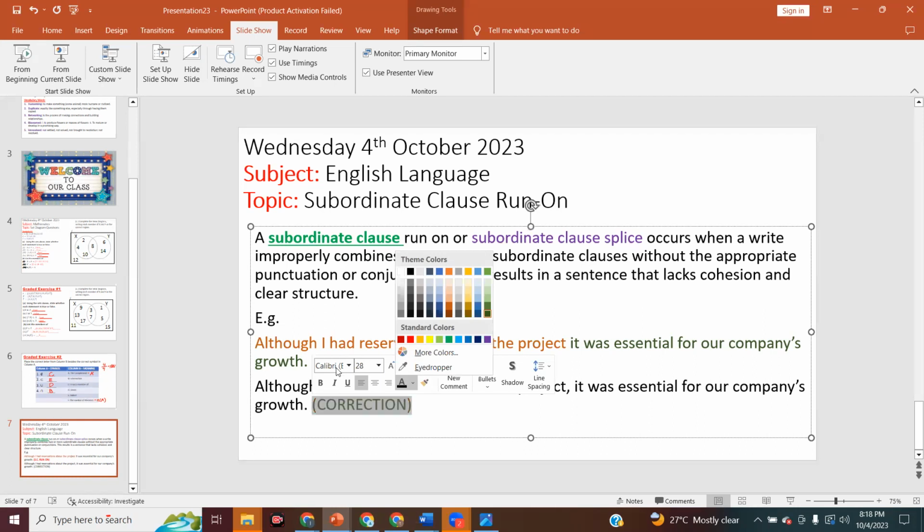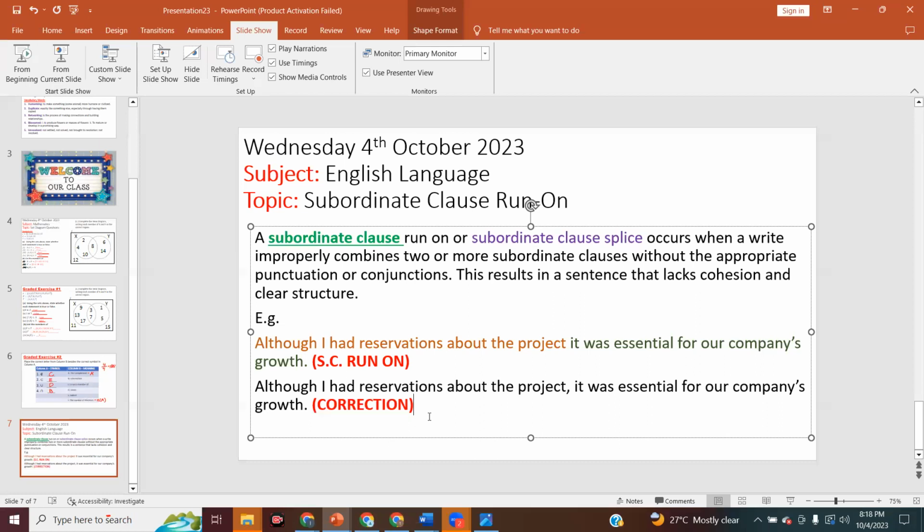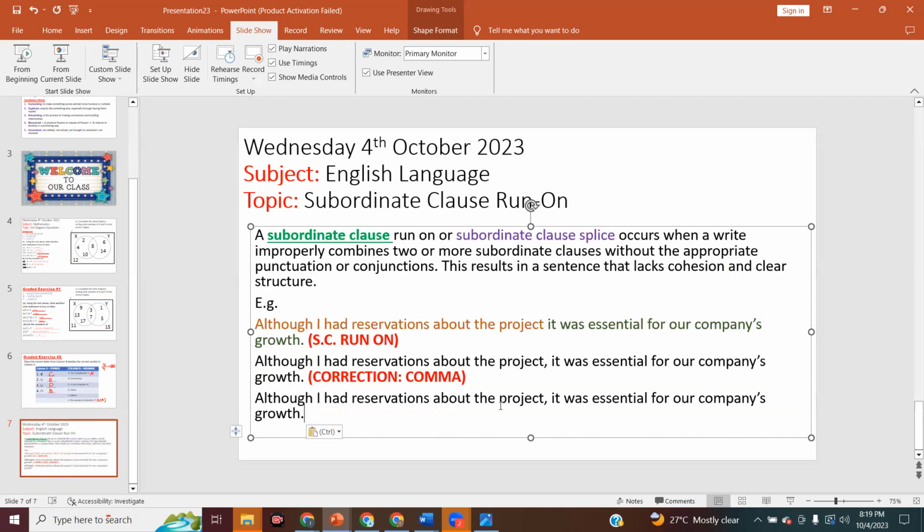All right? Now, another way that we could correct this, this one is a correction using a comma. Another way that we can correct it is that we could use a semicolon, all right? So we can say, although I had reservations about the project, semicolon, it was essential for our company's growth. So that's another way that we could correct it. So correction, we can use a semicolon for that.